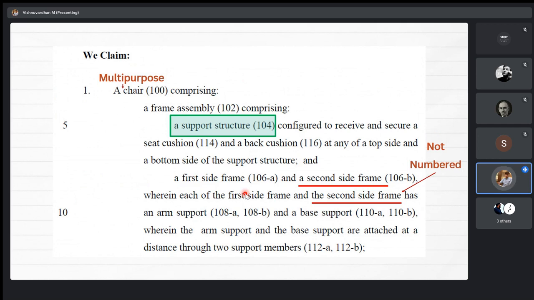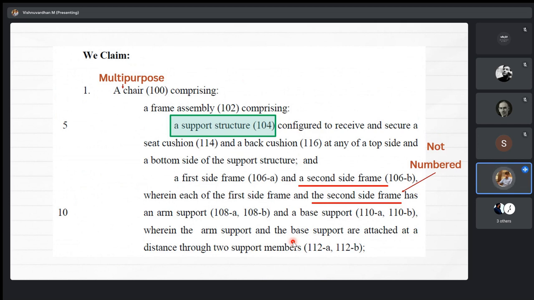I just want you guys to note how to write this. Once you introduce an element, write the number also based on the diagram. Always list the numbers. Even here, see, a second side frame 106B. Here they've put the number. Here they have not numbered it. See, the second side frame. This is an error. The examiner will ask you to correct all this. So this is an error that I found. Whenever you claim the elements, always list the number.